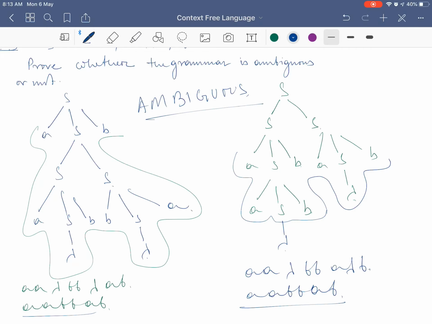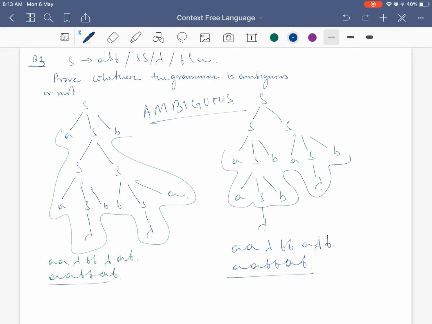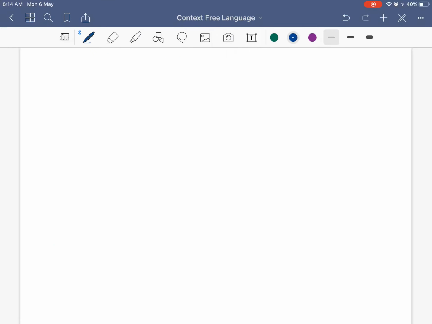So you have to check in this way whether a grammar is ambiguous or not, and obviously by checking the question itself you can figure out initially whether the grammar is ambiguous or not. In this case it is obviously an ambiguous grammar. Now let us check another example.